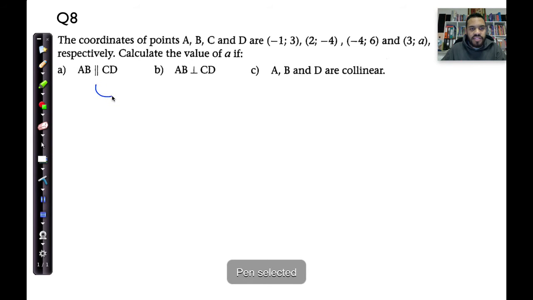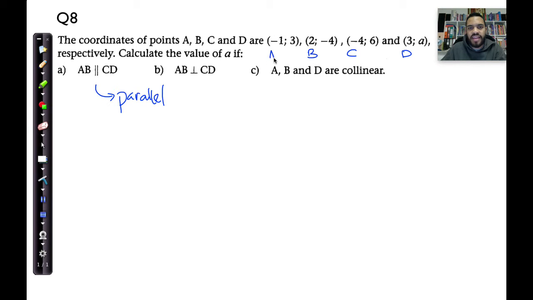As you know, that double line over there means parallel. It means that two lines are parallel. So they're saying AB is parallel to CD. Now, we want to calculate the value of a. So that's D at point D, that's C, that's B, and that is A over there.